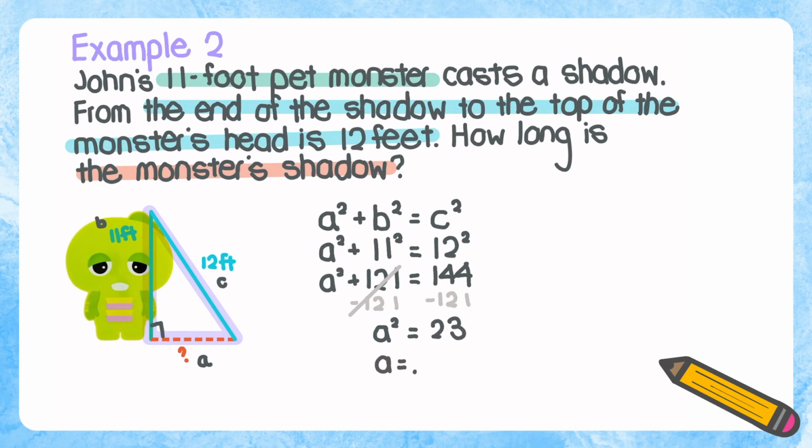We take the square root of both sides, so a equals the square root of 23, which is approximately 4.8. So we've solved for a, but what does this value mean? In this problem, we were trying to find the length of the monster's shadow, which is in feet. So that's why our final answer is 4.8 feet. The shadow of the 11-foot monster is 4.8 feet.